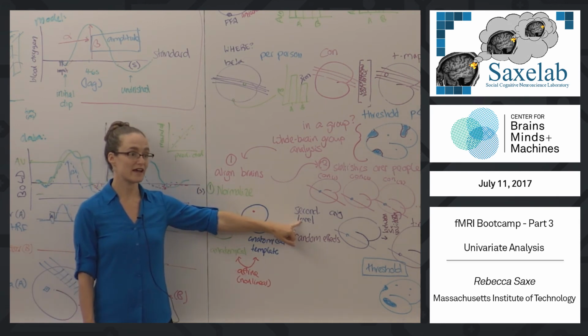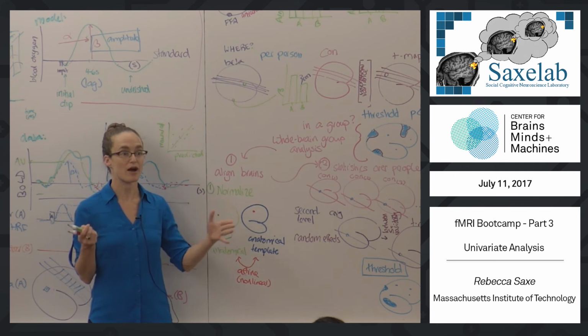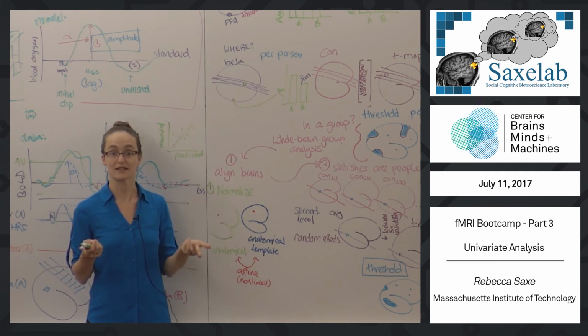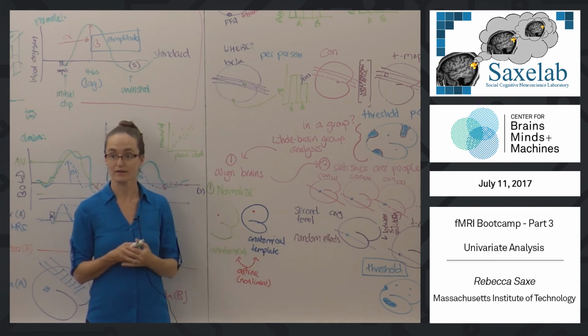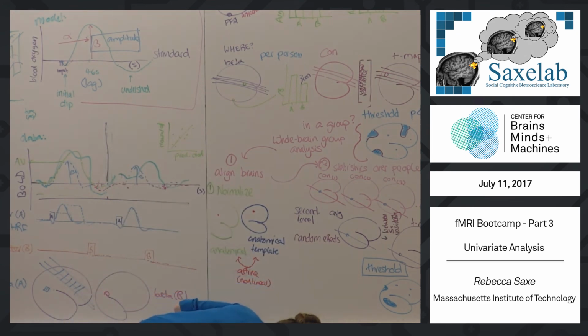If your random effects analysis is voxel by voxel, then having voxels be in the same place across subjects is more important. So we'll talk about other kinds of analyses you can do where getting this exactly right is less important. Okay, but two more things to say about this.